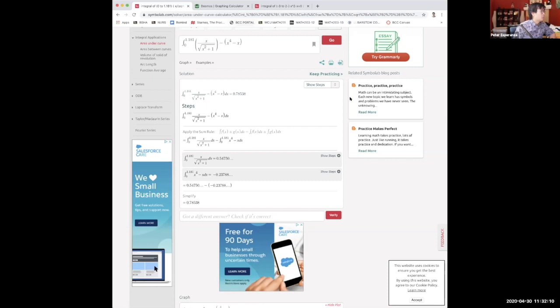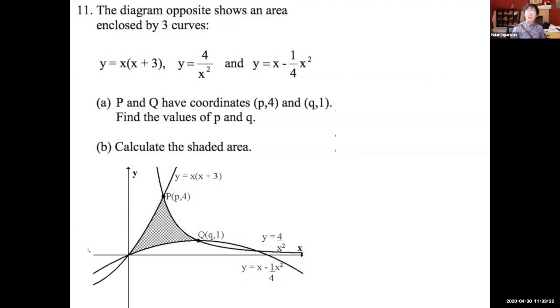Now, for your challenge, one of the AP calculus questions, and you know your calculus if you can answer this. Now, look at the diagram. In this problem, you need to calculate the area of the shaded region. And we have three functions. We have this function, that function, that function. Tell me your game plan.